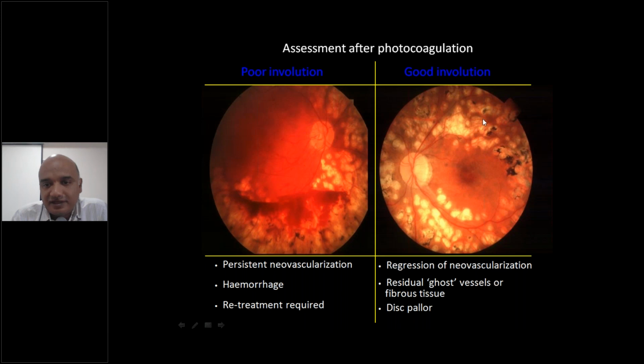So if you see in this particular case, where the lasers are given all 360 degrees everywhere around, sparing the macular region, then you can see the ghost vessels are present and fibrous tissue has regressed and the disc is very pale. So all this indicates that it is a good involution. Due to the lasers, the patient has responded well. Here you can see the fibrous proliferation which was there, which has also regressed. So this is a case of good response to PRP.